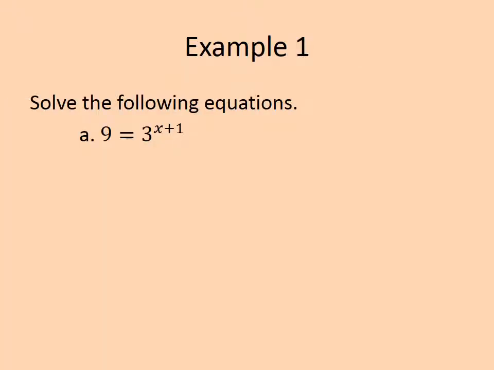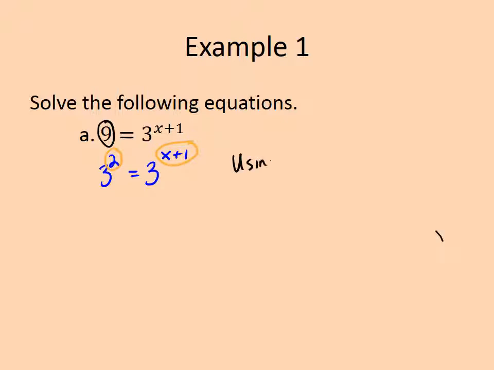To solve this exponential equation using the one-to-one property, we must make everything the same base. So we need to change 9 so that it becomes 3 squared. We already have the base of 3 on the other side. Now that both have the same base, you can just set the exponent portion equal to each other.